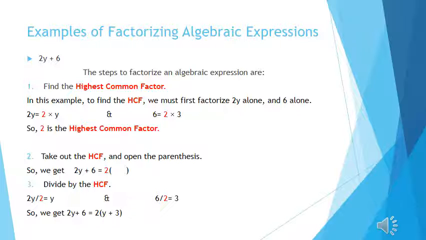Now the second step is to take out the highest common factor and open the parentheses. So we get 2y plus 6 equals 2, and we open the parentheses. The third and the last step is to divide by the highest common factor. So first we divide 2y by 2, it gives us y, and we divide 6 by 2, it gives us 3. So we get 2y plus 6 equals 2, we open parentheses, y plus 3. In this way, we factorized 2y plus 6.